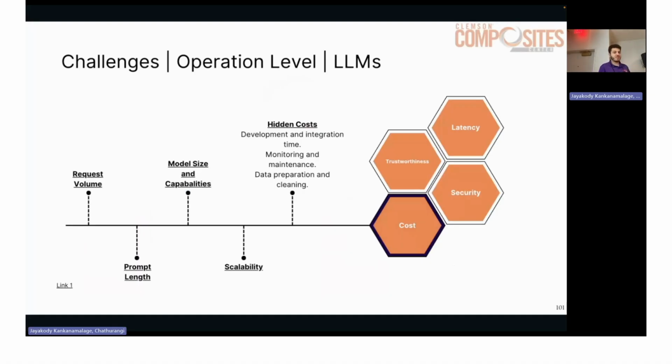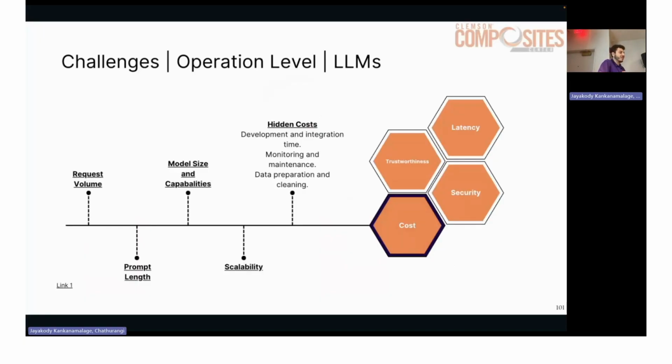There's downtime for development and integration. This was talked about a bit by my colleague, about how we go from the start of development to the start of production, right? We have the development time. That's going to cost a lot of resources. It's going to cost research money, salaries, monitoring and maintenance to make sure that my model still works correctly. Data prep and cleaning also add up.